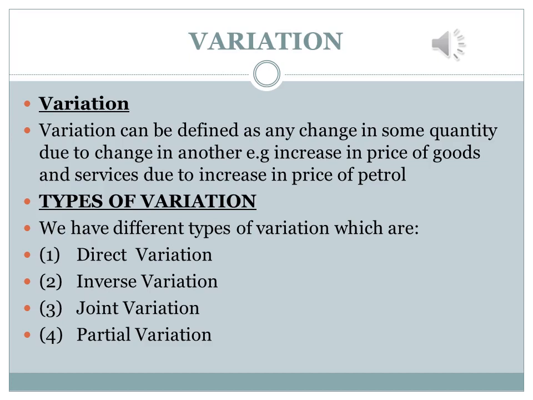Variation. Variation can be defined as any change in some quantity due to change in another, e.g., increase in price of goods and services due to increase in price of petrol. Types of variation. We have different types of variation that we are going to be looking at, which are direct variation, inverse variation, joint variation, and partial variation.